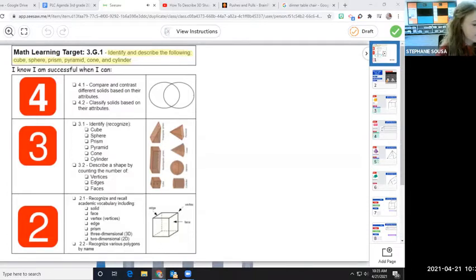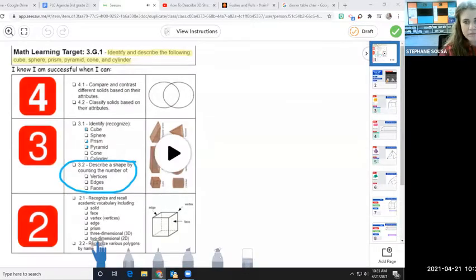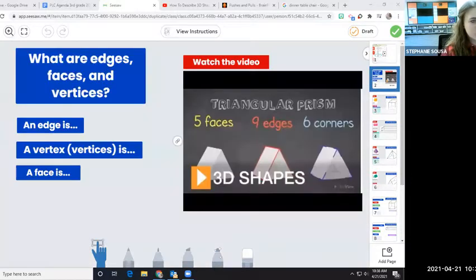Today we're going to focus on a few of these 3D shapes: the cube, the prism, and the pyramid. We are going to describe these shapes using vocabulary like vertices, edges, and faces. Okay, vertices, edges, and faces. That is going to be your new vocabulary for today.